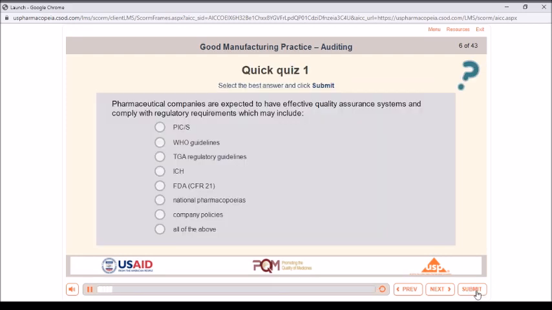Quick Quiz 1. Select the best answer and click Submit. Pharmaceutical companies are expected to have effective quality assurance systems and comply with regulatory requirements which may include PIC/S, WHO guidelines, TGA regulatory guidelines, ICH, FDA CFR 21, national pharmacopoeias, company policies, all of the above.